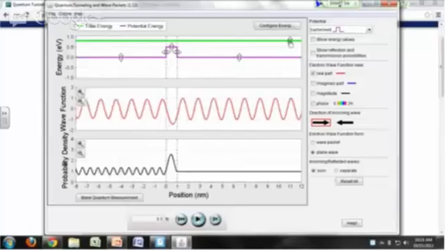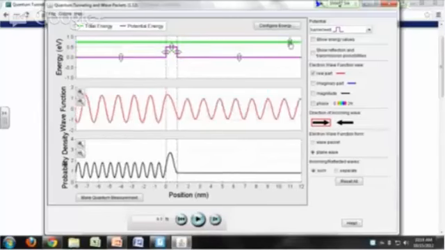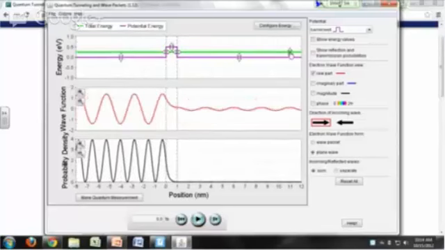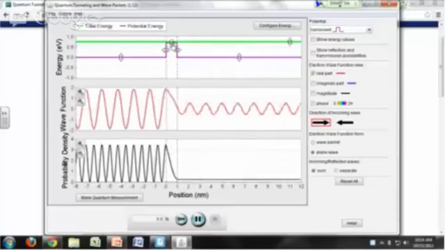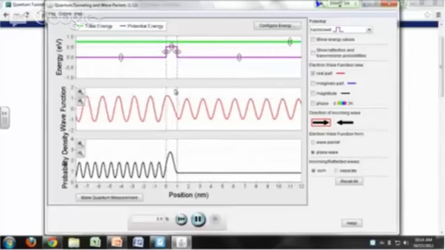This is your energy. You can make it less than V naught. You can make it greater than V naught. Okay, so that's greater than V naught there. That's less than V naught. So you can change the energy of your particle. You can also change the height of your barrier. So let's just keep it like that for now.